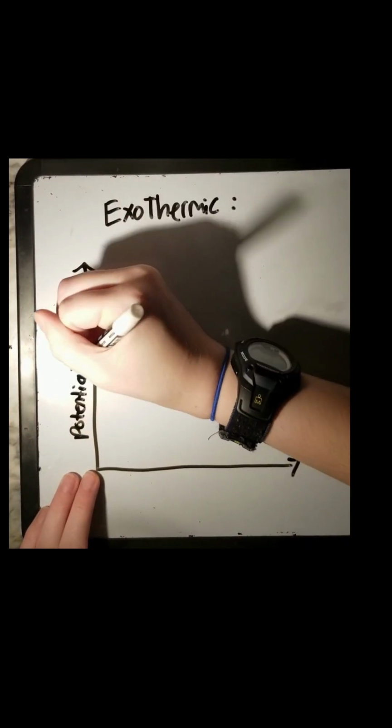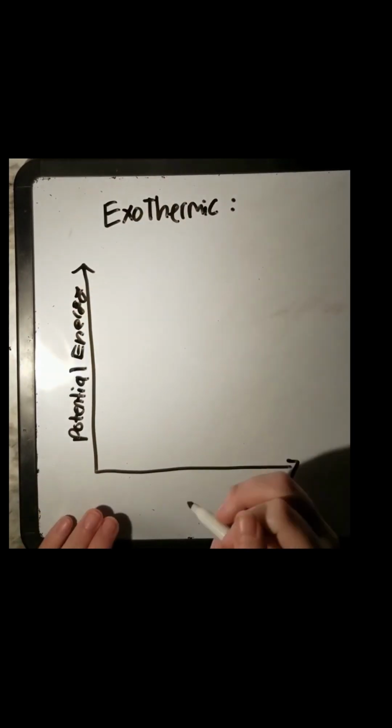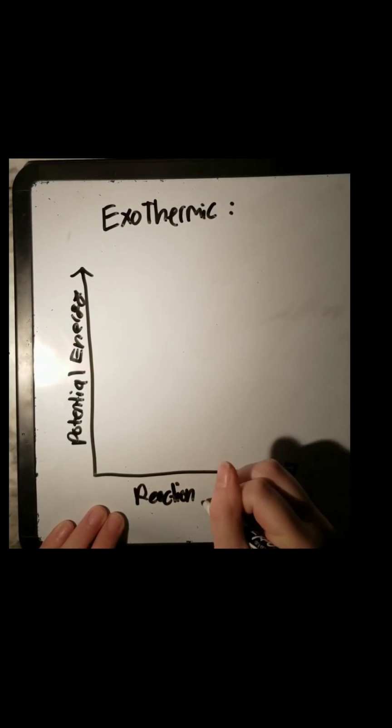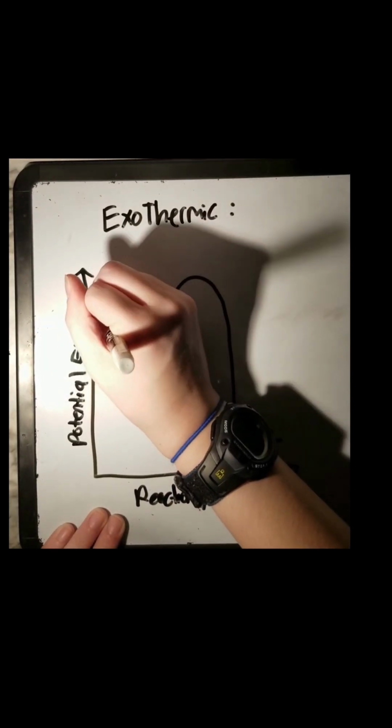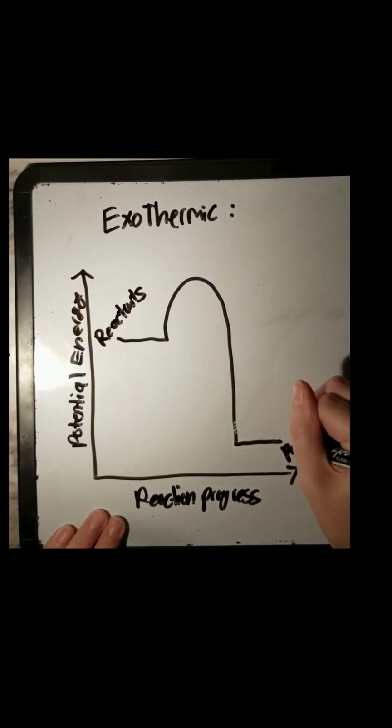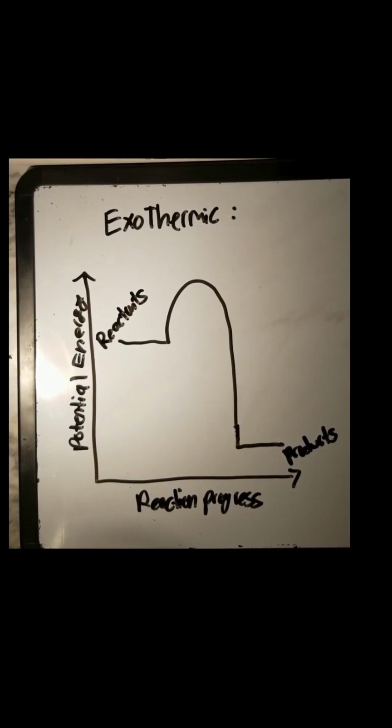Hello guys, today we're looking at this exothermic reaction. Let's draw our graph. On the side, we have our potential energy. And on the bottom, we have our reaction progress. Let's draw our line. This is an exothermic reaction. We got our reactants and we got our products.